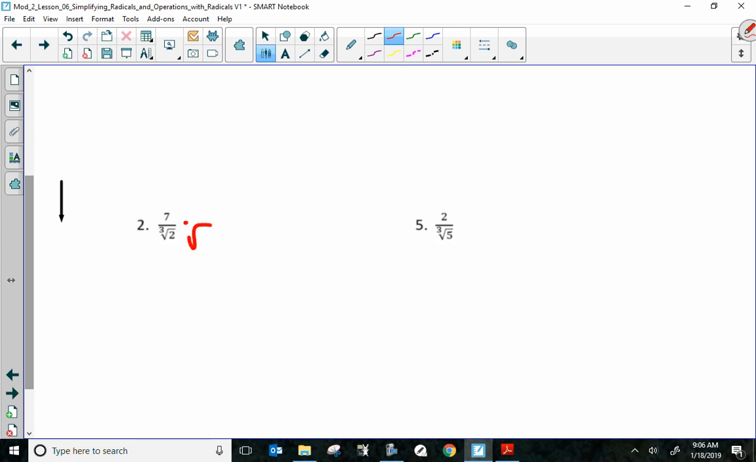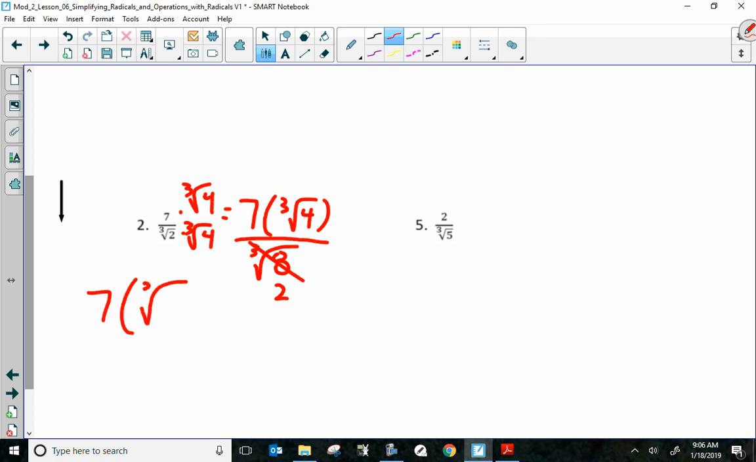So if I multiply the bottom by the cube root of 4, I also have to multiply the top by the cube root of 4. So I've got 7 times the cube root of 4 all over the cube root of 8. And the cube root of 8 is 2. So my answer is 7 times the cube root of 4 all over 2.